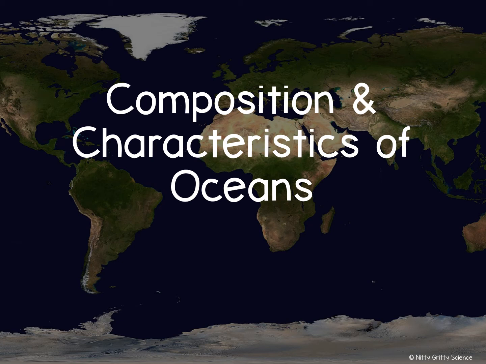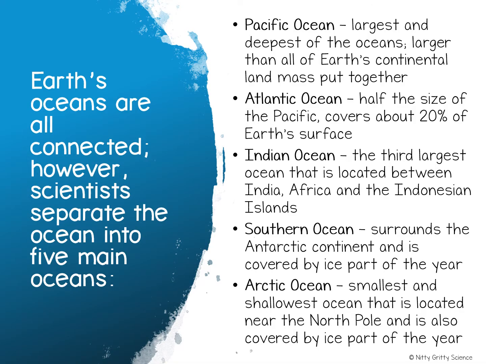Composition and characteristics of oceans. Besides being called the water planet, Earth is sometimes also referred to as the blue planet. And this is because if you've ever seen a picture of Earth from space, it appears mostly blue due to water covering 70% of its surface. Remember that 97% of Earth's water is salt water in the oceans.